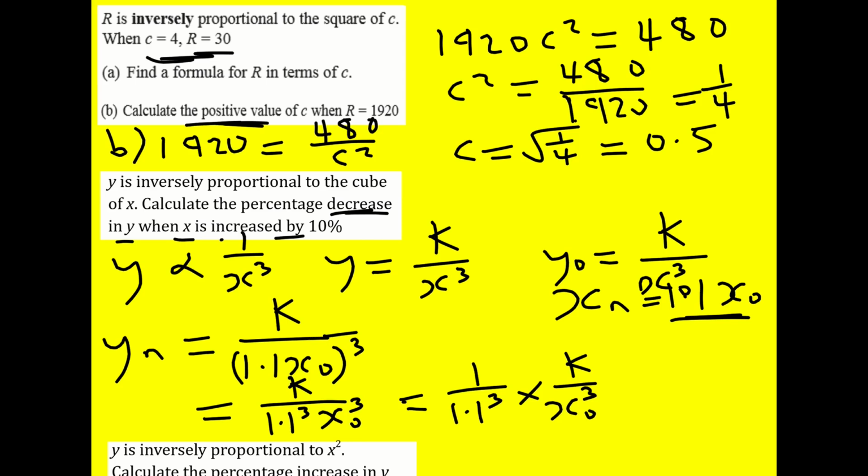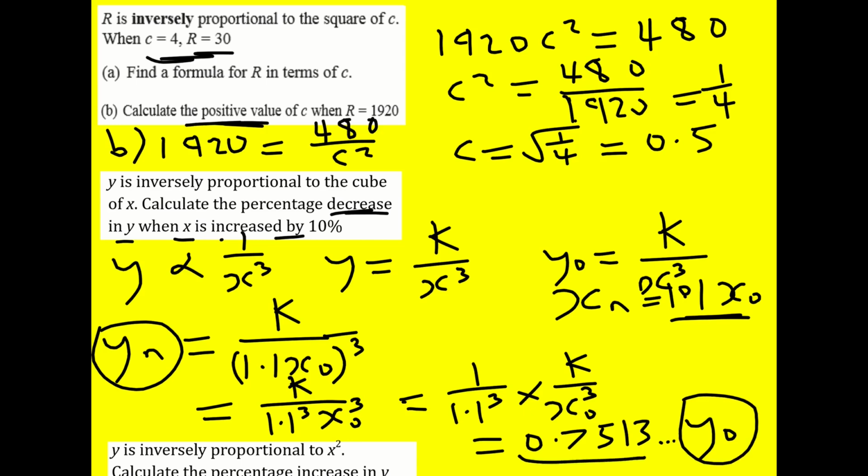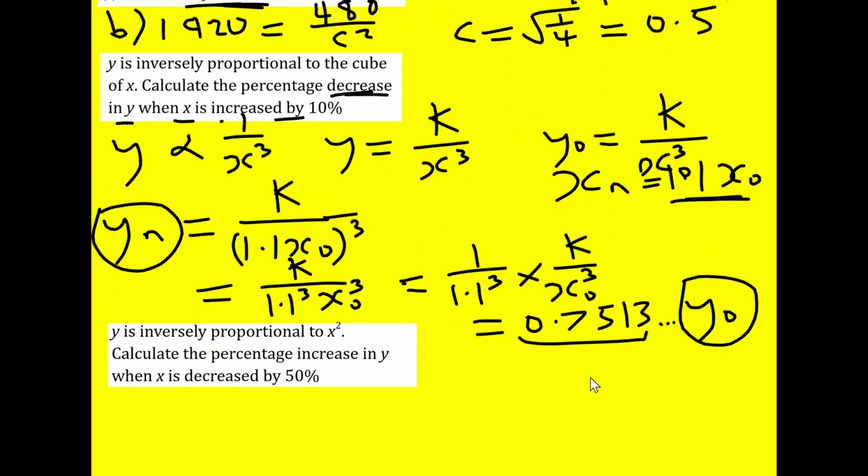Okay, and then I can work out what 1 divided by 1.1 cubed is, and it is 0.7513. But then this k divided by x naught cubed is actually my original y. So I've got a relationship between my new y and my old y. And what is this thing here? This is my multiplier.